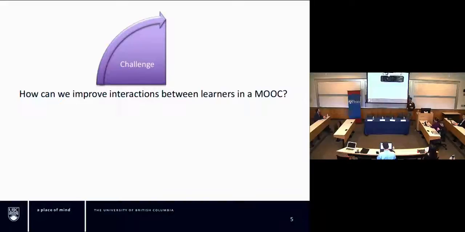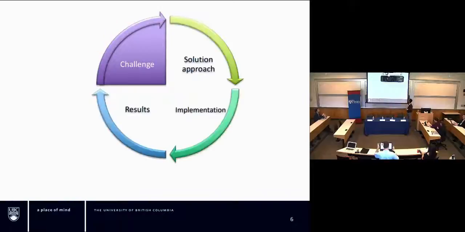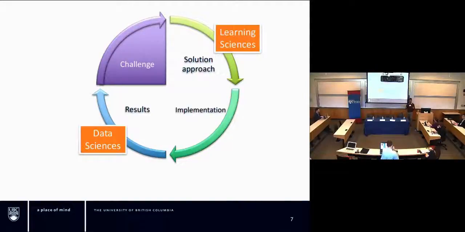So we have a challenge, and when we have a challenge, we go through the usual research cycle of let's find a solution approach, implement it, get results, and usually the results introduce a new challenge. And you also remember these two really nice fields called learning sciences and data sciences that often do not speak to each other, which is kind of a shame.